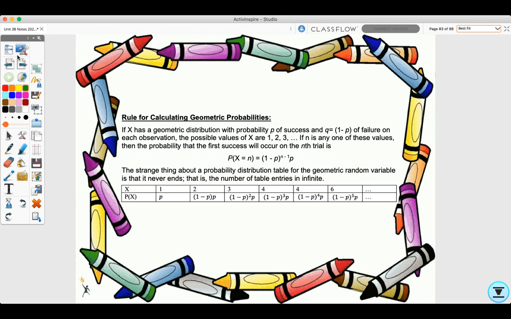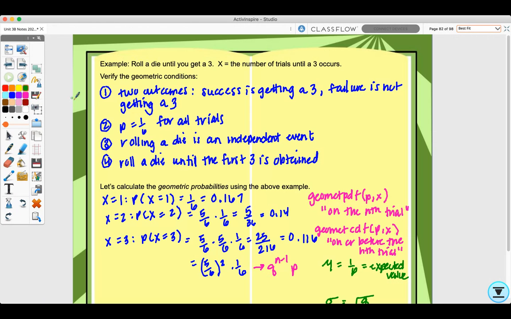So instead of showing, like we did in the previous example, writing it out each time, you would use your exponents. So (5/6) squared times 1/6. And I notice 2 plus this exponent of 1 here equals 3, which is our third rule.